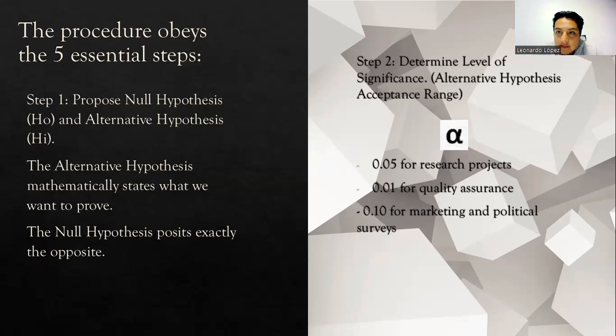In our second step, we need to determine the level of significance, the alternative hypothesis acceptance range. We have 3 options: 0.05 for projects, 0.01 for quality assurance, and 0.10 for marketing and political surveys.